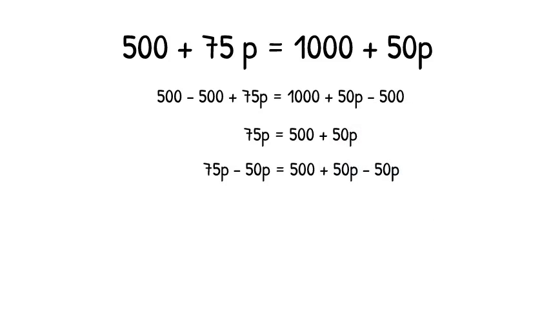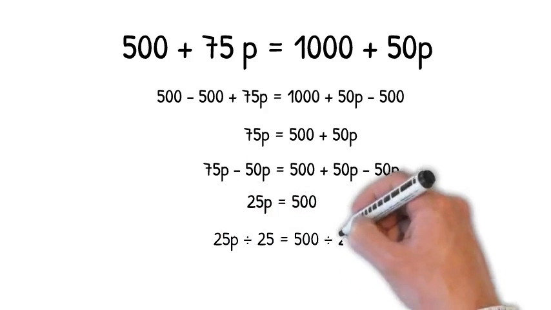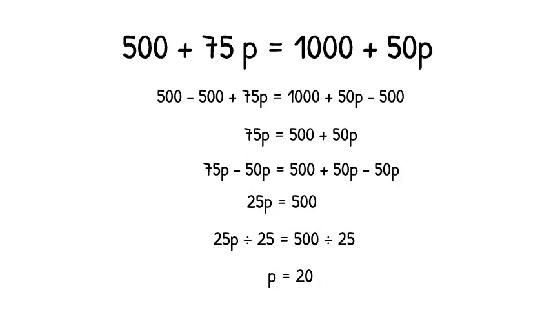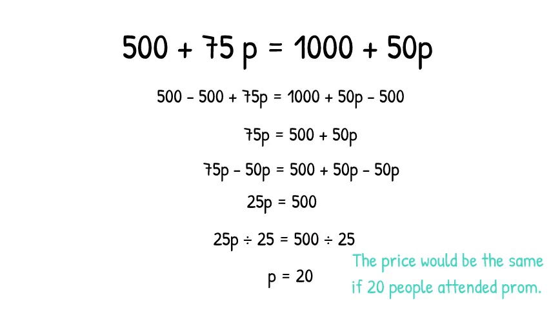So we've considered that $25 per person difference is equal to the $500 setup fee. The $500 setup fee divided by $25 per person will account for when the price will be the same. The cost of Firefly and the cost of Rosebud will be the same if 20 people attend prom.